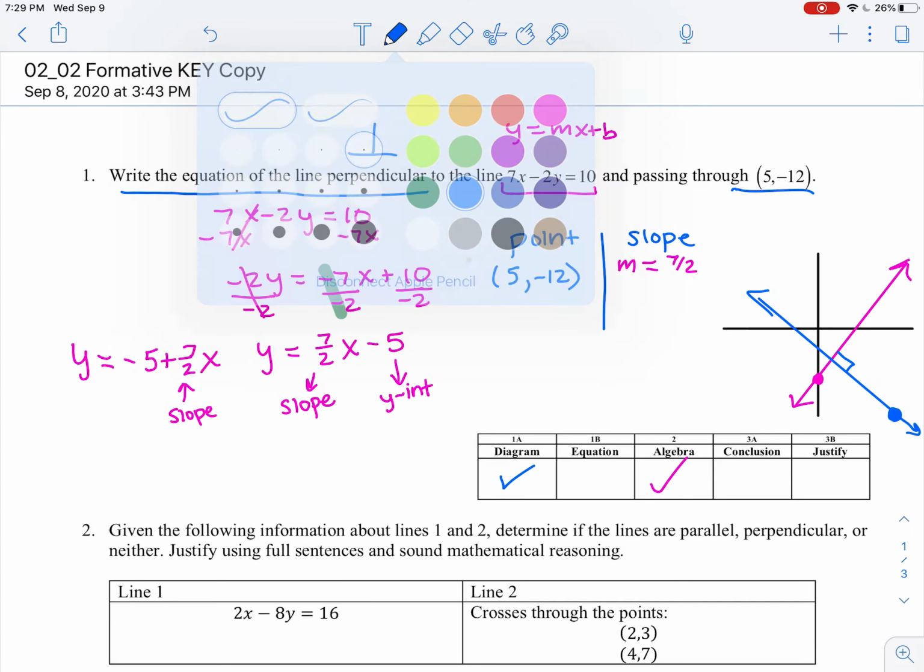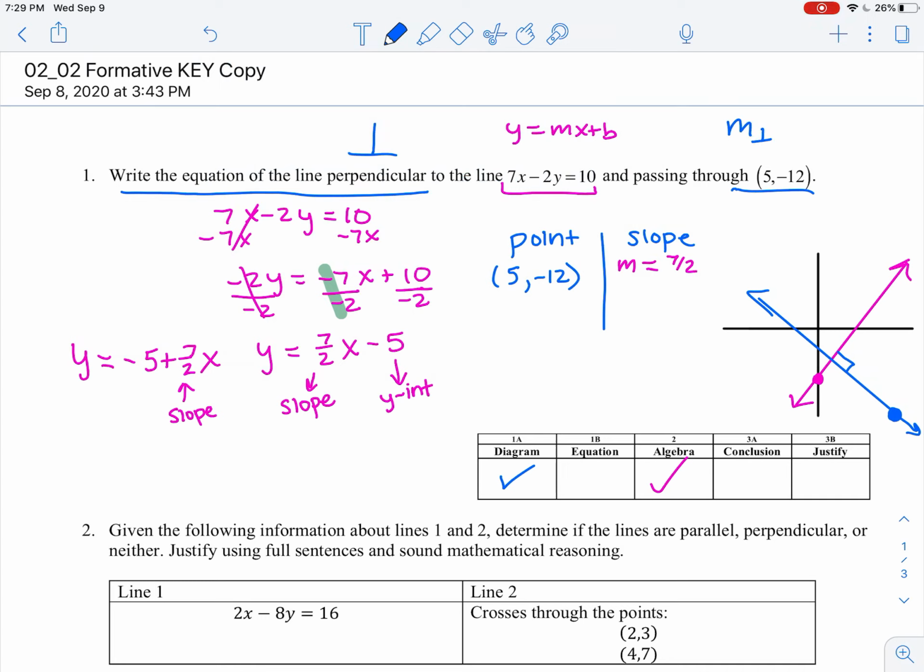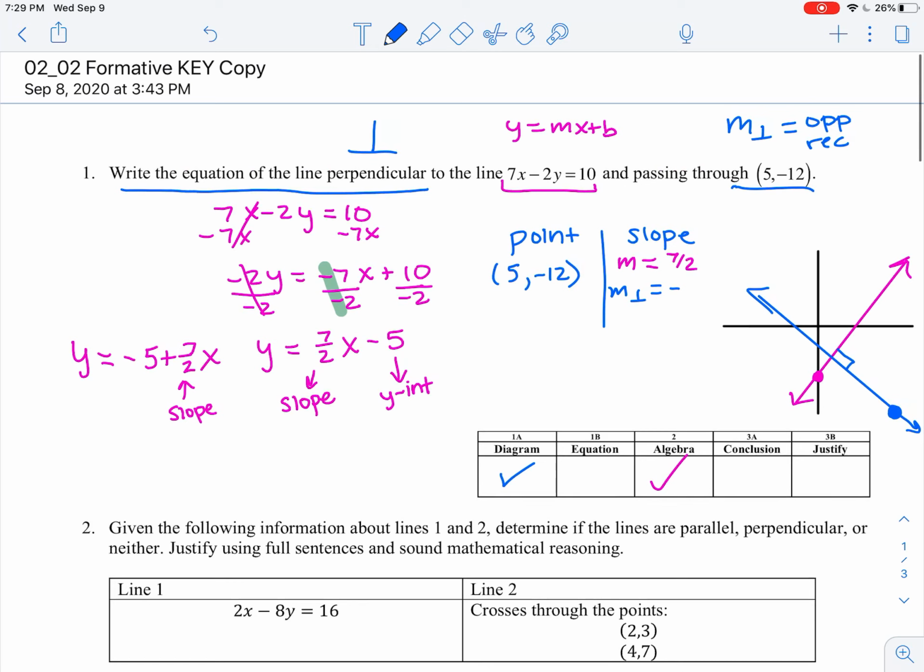Keep in mind that a perpendicular slope is always the opposite reciprocal. So my perpendicular slope should be the opposite sign. This is positive 7/2, so I'm going to have negative, and the reciprocal fraction, so 2/7 instead of 7/2. Remember when I said you should leave this as a fraction? This is why, because then we get a nice fraction that's very easy to take the reciprocal of.